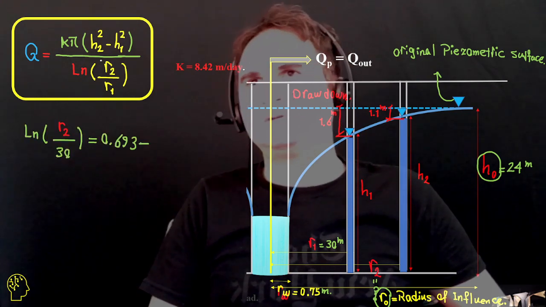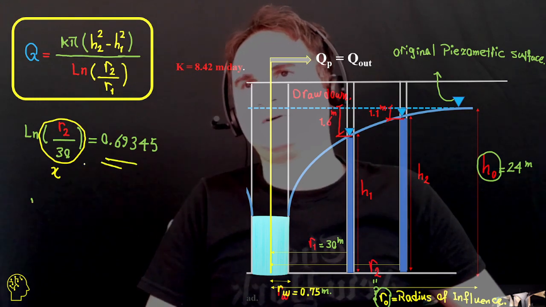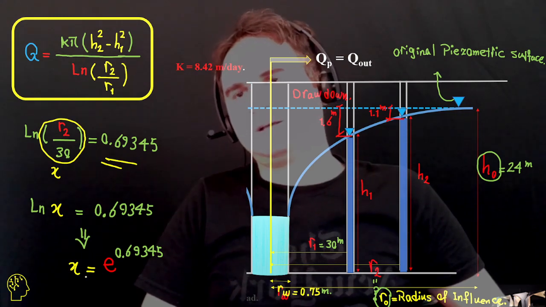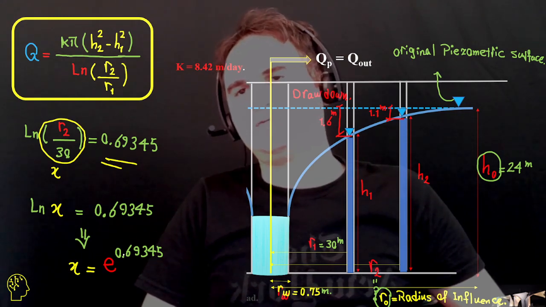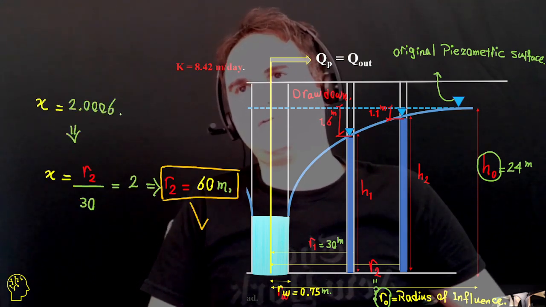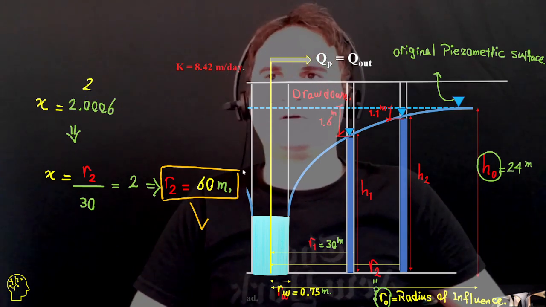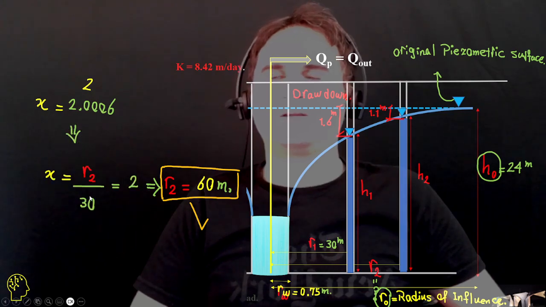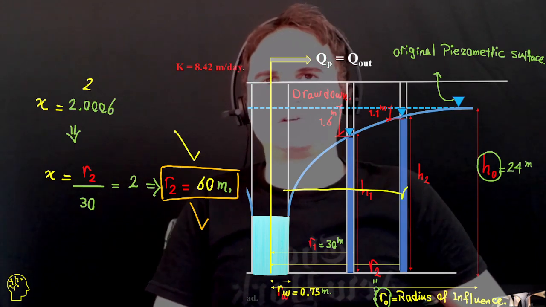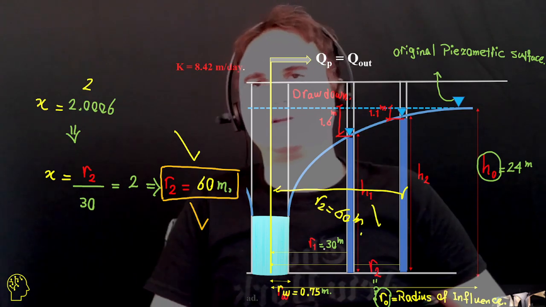So if you do so, it just gives you ln of R2 over 30 is equal to this number. If we just call that x, ln of x is equal to this number, and then it goes to Neperian, x is equal to e to the power of this number, and it just gives us x is equal to 2.00, oh, it's almost 2. X, and x was R2 over 30. And it just gives me the distance of the second observation well, which is 60 meters from the center of pumping.